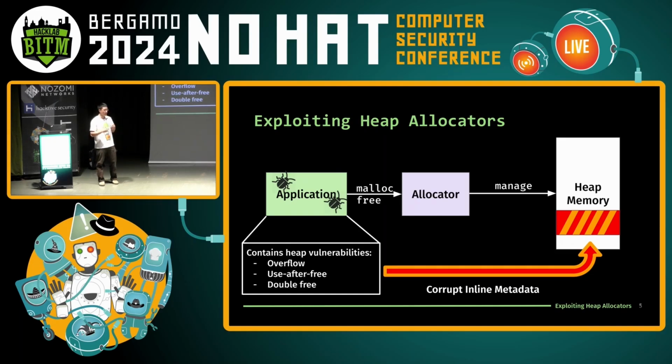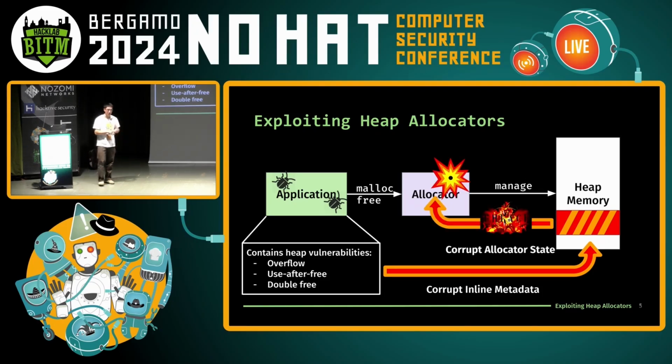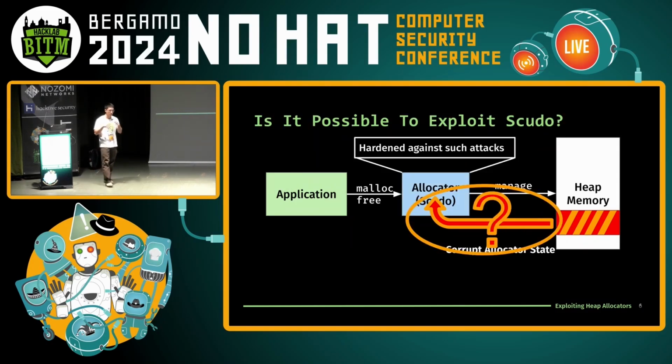Of course, when the attacker corrupts this inline heap metadata, and the allocator interacts with it, there's a potential to mess with the allocator. For the standard libc allocator, there's a whole dictionary of techniques for different versions and different corruption primitives on how to get either arbitrary write or code execution. And in our research, we asked the question, is this actually possible to do for Scudo? Because Scudo is supposedly hardened against corrupting the heap state.